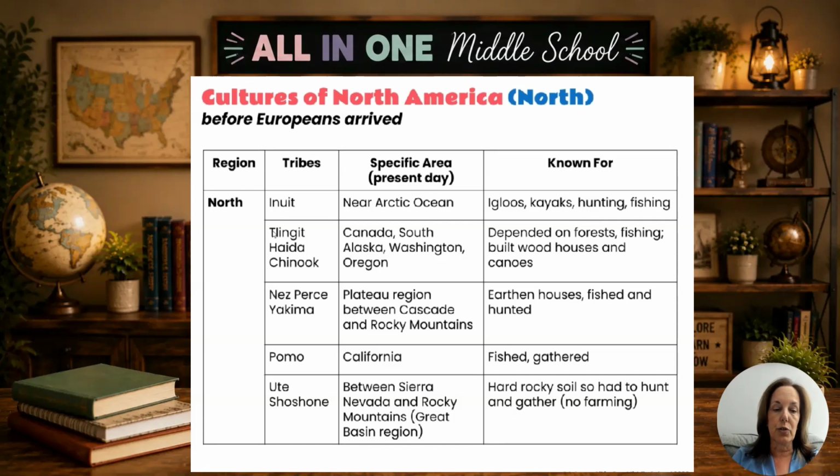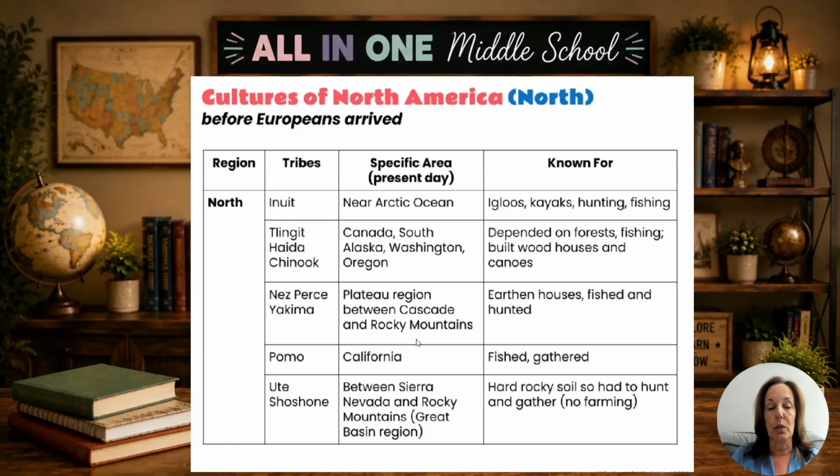This next batch of tribes, the Tlingit, the Haida, and the Chinook, were located in present-day Canada, South Alaska, Washington, and Oregon. They're known for depending on forests and fishing. They built wood houses and canoes. The Nez Perce and the Yakima were located in the plateau region between the Cascade and Rocky Mountains, and they were known for their earthen houses, and they fished and hunted.